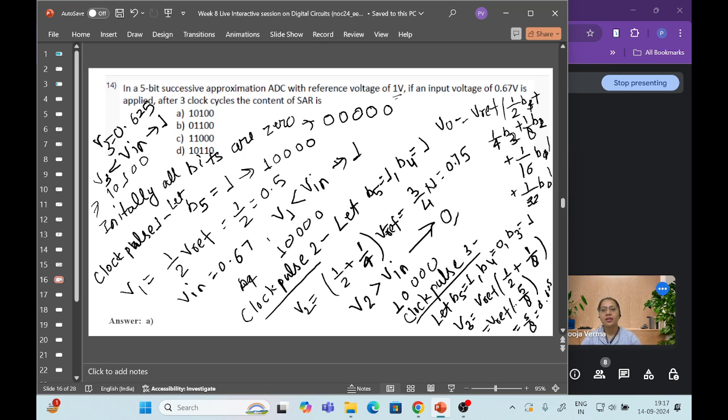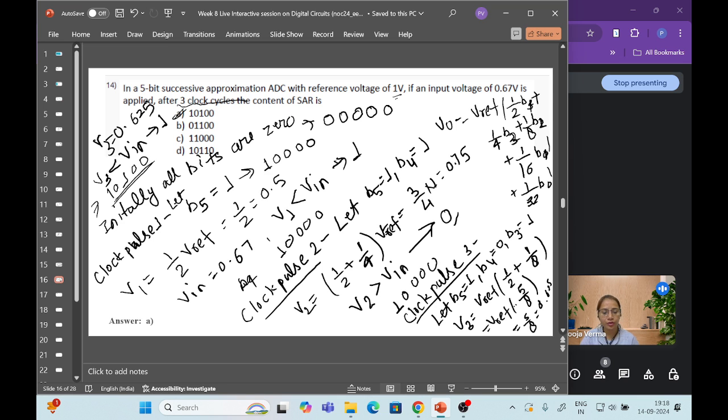Okay. They have asked only what will be the content after 3 clock pulses, so we have checked for the 3 clock pulses only. You can go up to 5, but in the question they have asked for only 3 clock pulses. So we have to check and find out what will be the content after 3 clock pulses. So after 3 clock pulses, the content is 10100. So which one is correct? Option A is the correct answer for this question.